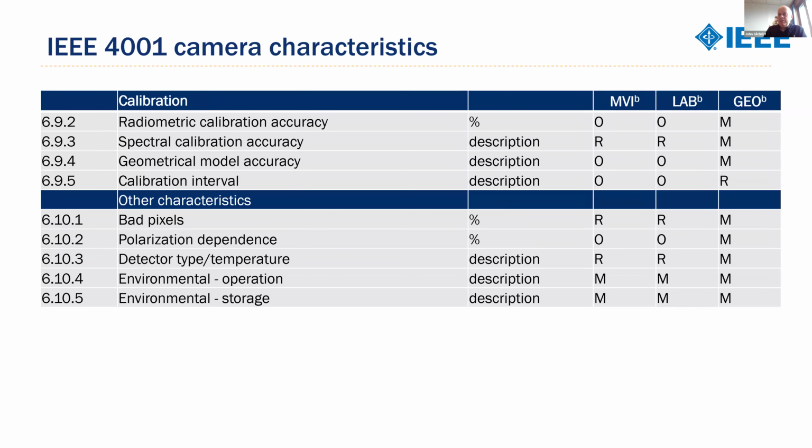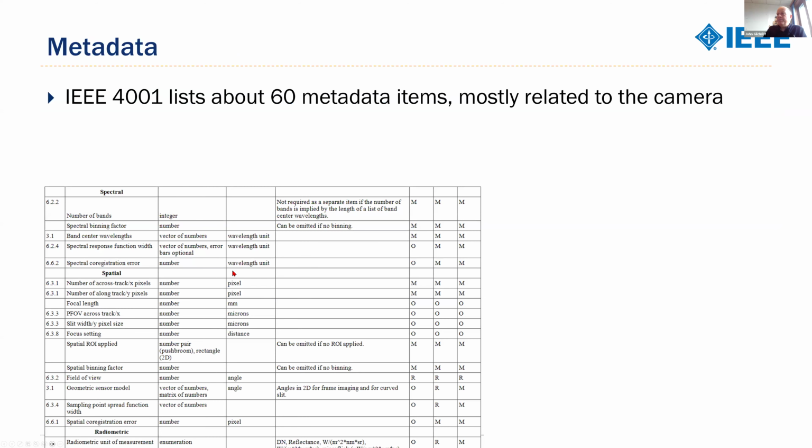Characteristics, bad pixel, polarization dependence, right? We also have no less than 60 metadata items related to the camera. On the right column here, we have the machine vision, lab, and geospatial use cases. M means mandated, O means optional, and R means recommended. We are not mandating a very extensive set of metadata for industrial use, but for remote sensing, we are mandating or recommending an extensive set of metadata.